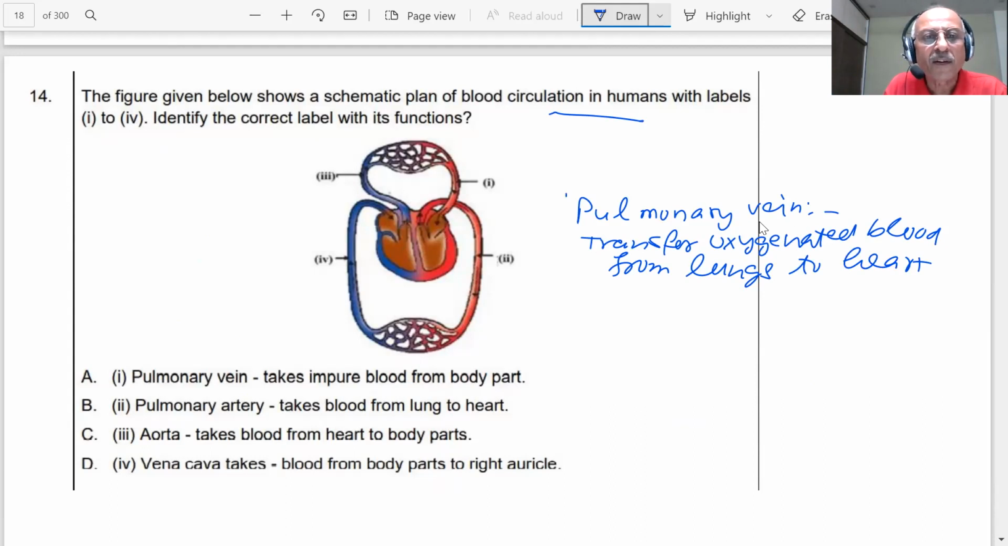And what is the second one? What is pulmonary artery, student?